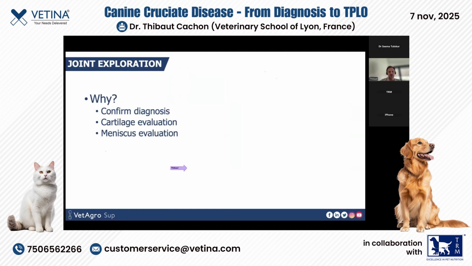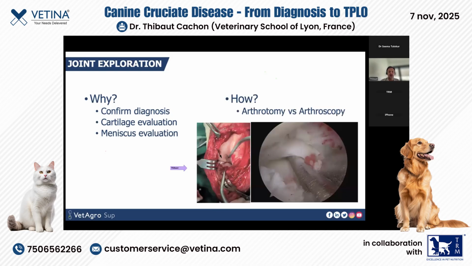Before doing the TPLO, I always do a joint exploration of the stifle, because I would like to confirm the diagnosis in case of any doubt. I would like to evaluate the cartilage to see how much osteoarthritis we get. But most important, I would like to evaluate the meniscus. You can do that with arthrotomy, just like with this picture, but you can also do it with a more minimally invasive approach with an arthroscopy.